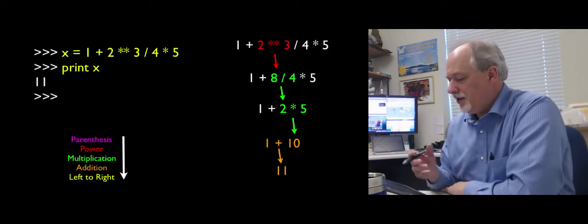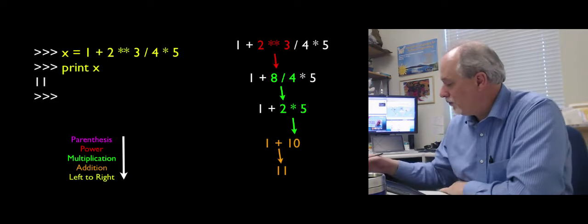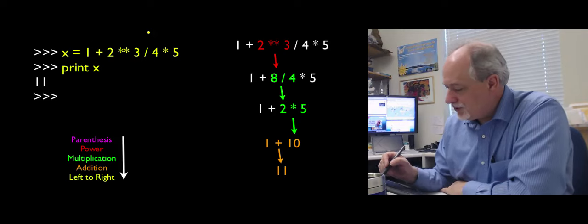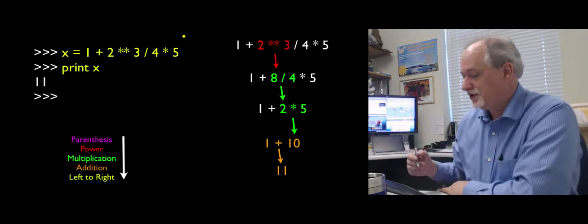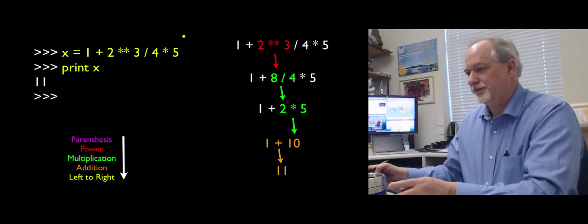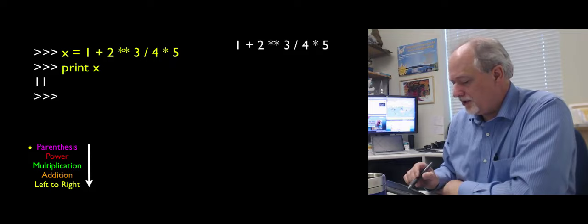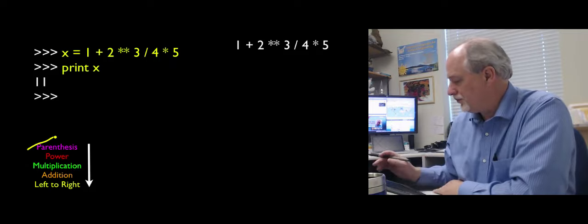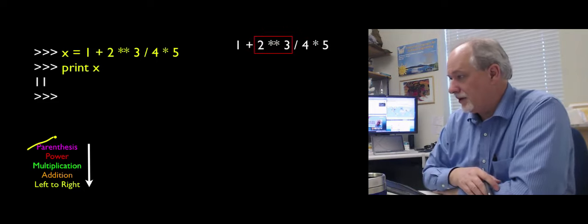So here is a calculation that is 1 plus 2 cubed times 3 divided by 4 over 5. And the question is, what order does this happen? Okay. Let's take a look at this. We start with, are there any parentheses? And the answer is no, there are no parentheses. So let's go next. Power.